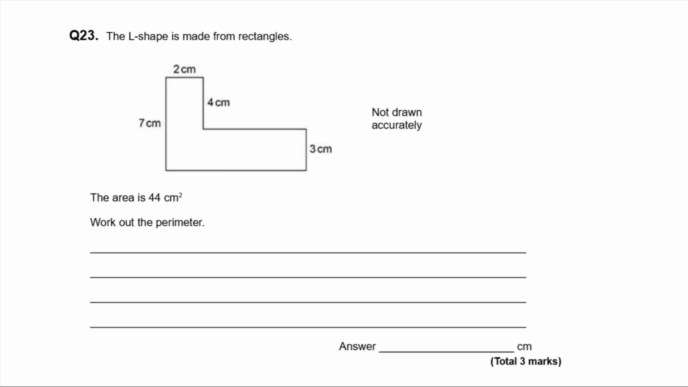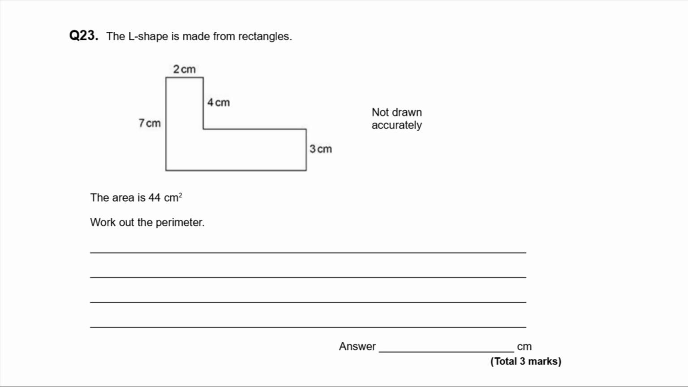Question 23, the L shape is made from rectangles. Going to do the same thing here. Going to divide it up into different rectangles that I can then work out the areas of separately, and then I can add those together to find the area. Oh no.